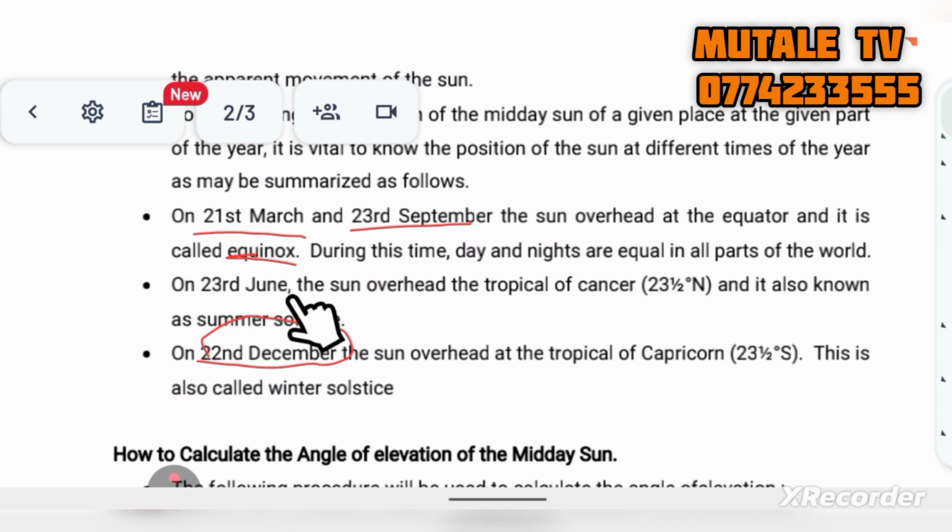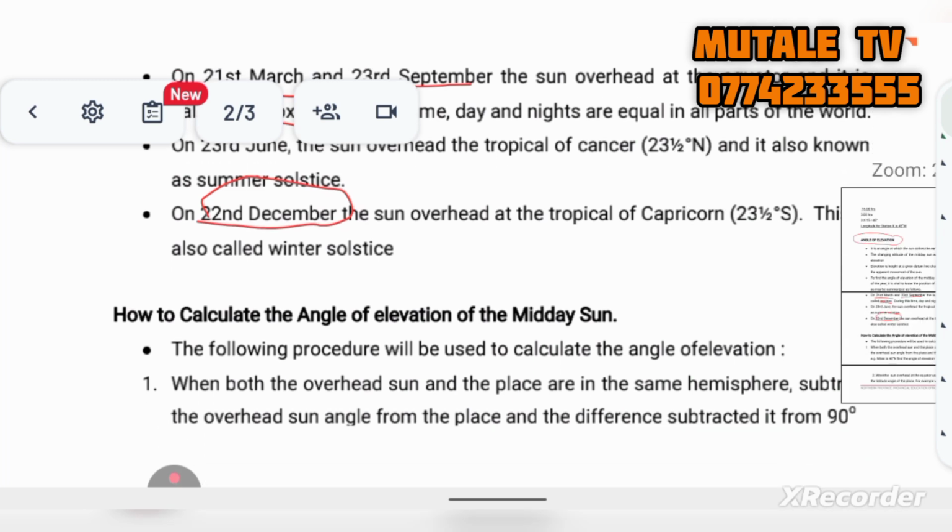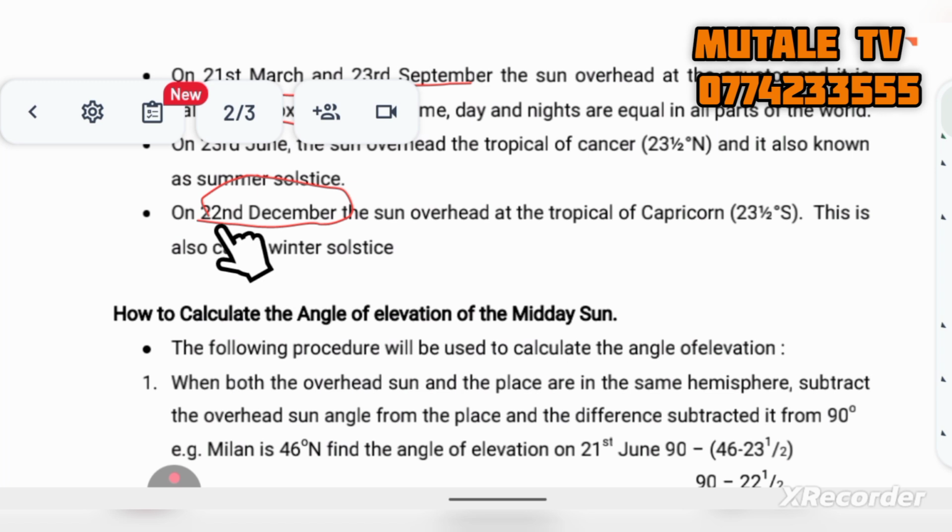So on 23rd June, what happens? The sun is overhead at the Tropic of Cancer, 23.5 degrees north, and it's also known as the summer solstice. So each time you see 23rd June, just know that the latitude you are dealing with is 23.5 north. Then on 22nd December, the sun is overhead at the Tropic of Capricorn, 23.5 south. This is also called the winter solstice.